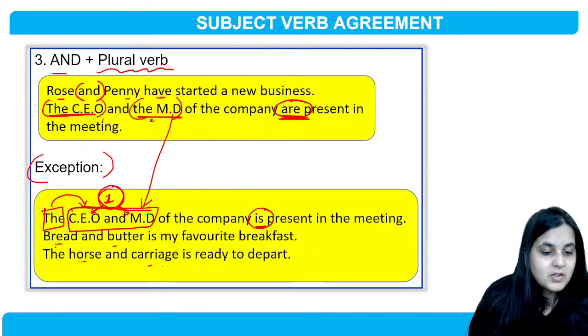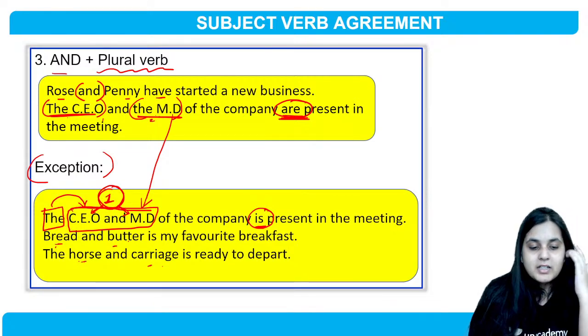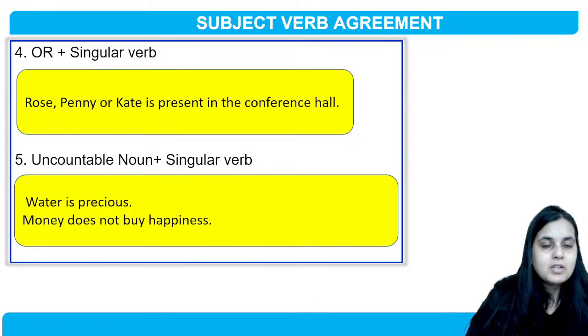Got it? Did all of you understand this? Clear? So 'and' takes a plural verb, and the exceptions are when you're referring to the same person or when you're referring to a combined unit. Clear? Did all of you understand this? Very important. Chalo, second rule.